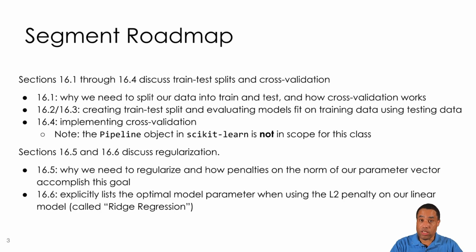In sections 16.5 and 16.6, we discuss regularization. And in 16.5, we show why we need to regularize and how penalties on the norm of our parameter vector help us accomplish this goal. In section 16.6, we explicitly list the model parameter when using the L2 penalty on our linear model. And this is called ridge regression.